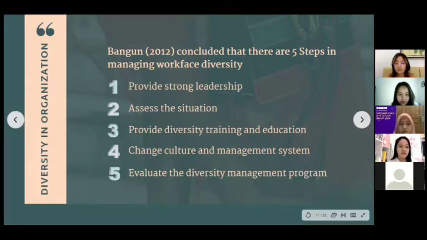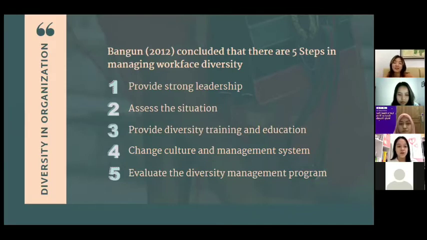First, the organization has to provide strong leadership. Second, every member in the organization has to assess the situation. Third, the organization or the company has to provide diversity training and also education. Next, the organization and also the members have to change the culture and the management system. And last but not least, the organization has to evaluate the diversity management program.